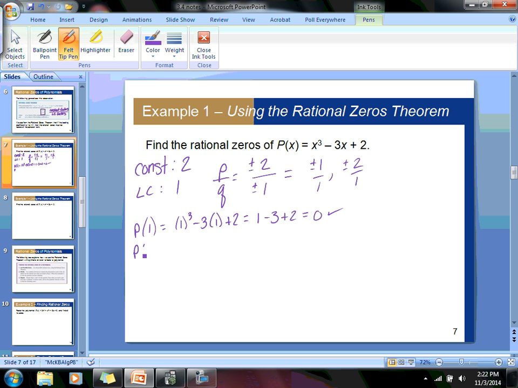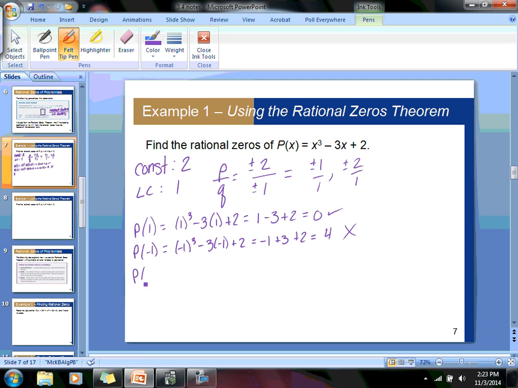So that would be one of my rational zeros. Let's try negative 1, see if that works. Now, I already have 1 as a factor. I know I need the factors of 1 and 2. So hopefully you can deduce here that negative 1 is not going to work. But if not, we can test it and we can prove that it's not going to work. So negative 1 cubed is negative 1. Negative 3 times negative 1 is 3, plus 2. That's going to give me a total of 4. So no, that doesn't work. Okay, that means I would have a remainder of 4 when I did the synthetic division.